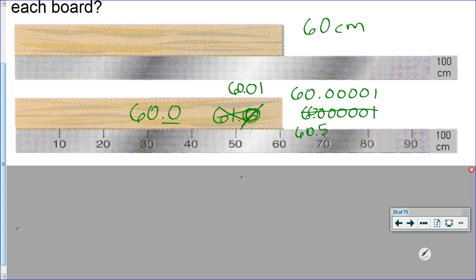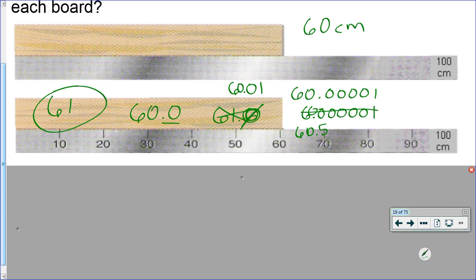60.2. But does anybody have a different answer? Gabe, what would you say it measures? Okay, I would say 61. Okay, so Gabe, listen up.